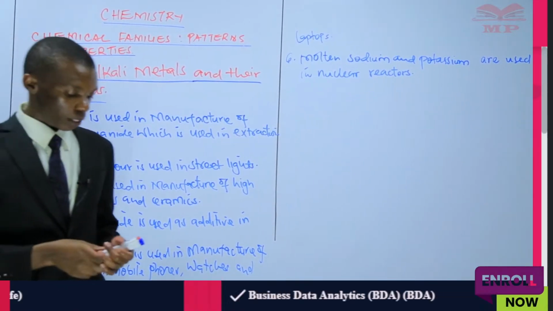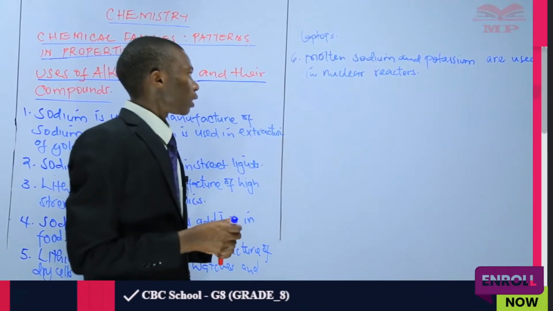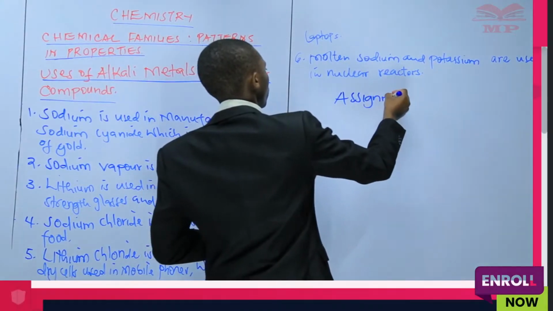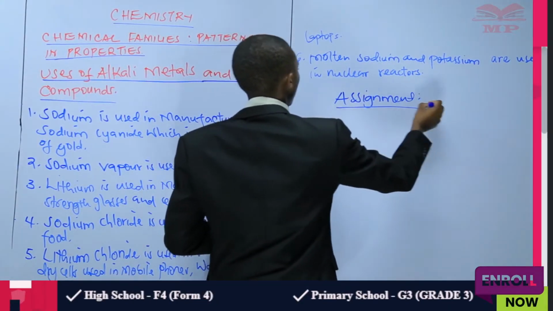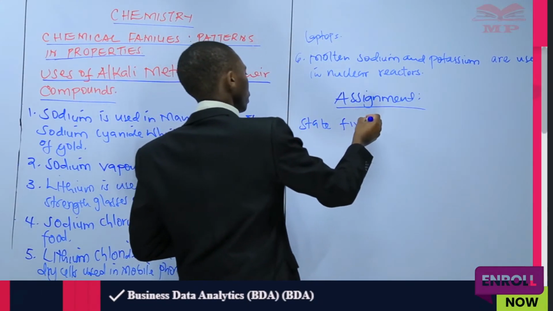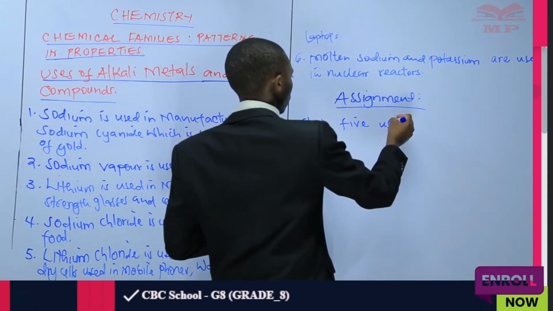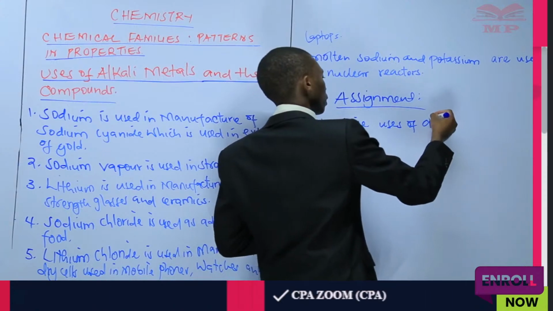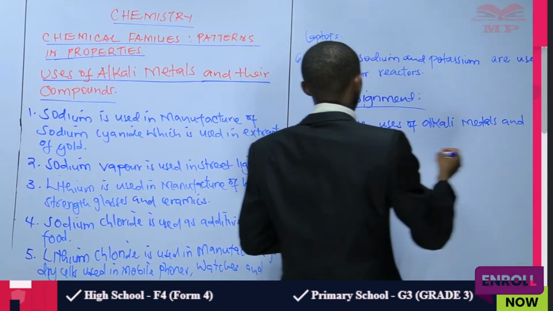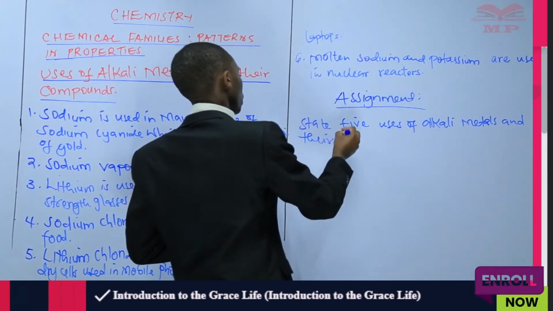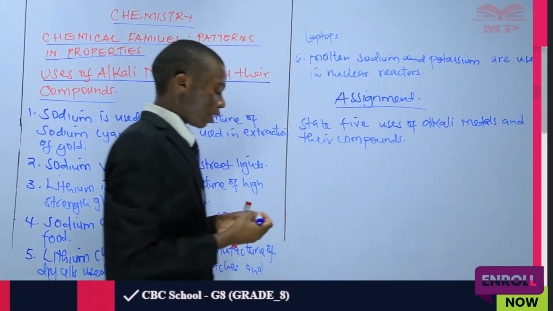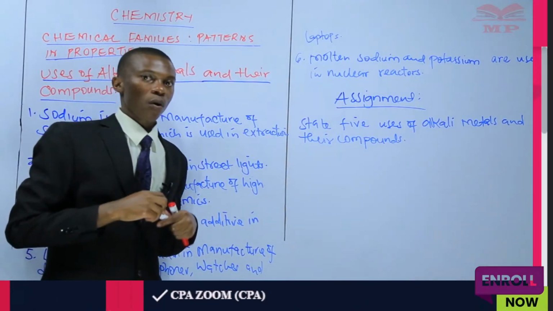Therefore, that brings us to the end of our lesson. But just before we end, I will leave you with this assignment. State 5 uses of alkali metals and their compounds. State 5 uses of alkali metals and their compounds.